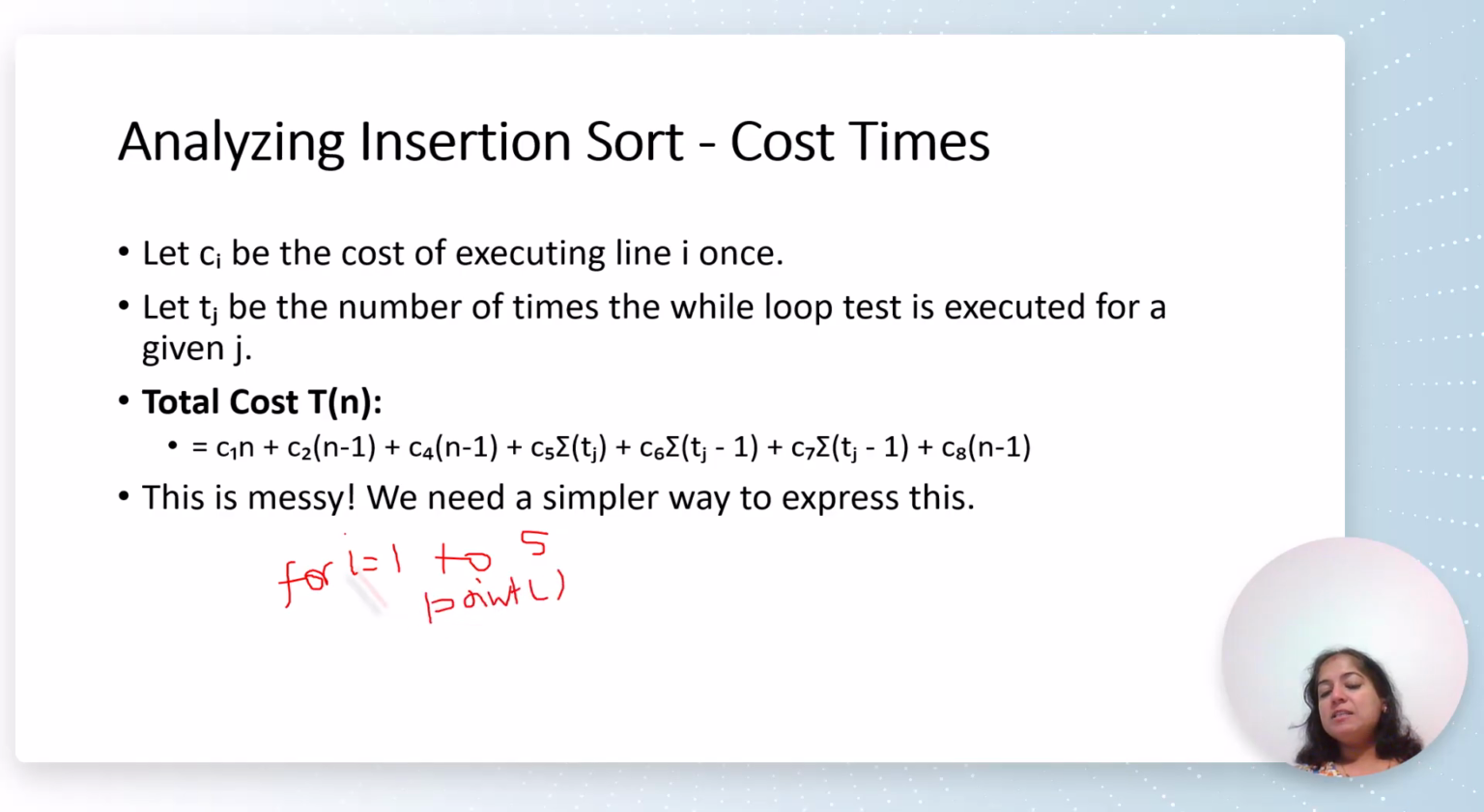That means this print statement will execute 5 times, right? And if the cost of executing this print statement is C, the total cost becomes 5 times C. In the same way, let Tj be the number of times the while loop test is executed for the value j, and Ci is the cost of executing that. So the total cost will be C1n plus C2(n minus 1) plus C4(n minus 1).